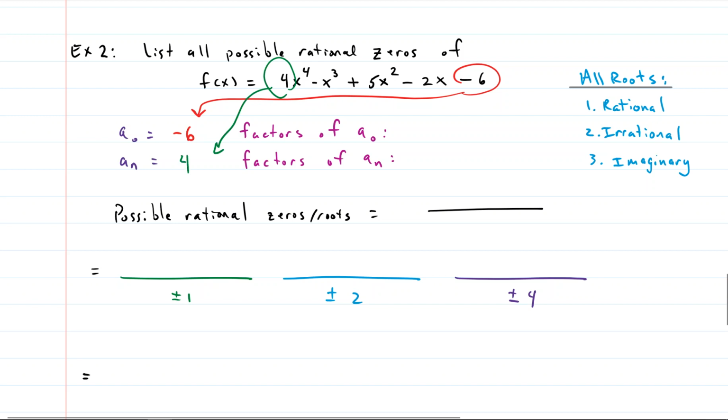So what are factors of -6? Factors of -6, we have plus or minus 1, plus or minus 2, plus or minus 3, and plus or minus 6. All factors of -6. Now let's look at factors of +4. That gives us plus or minus 1, plus or minus 2, and plus or minus 4. Awesome. Now we can put those, again, we can copy and paste. So that's what I'm going to do, right?